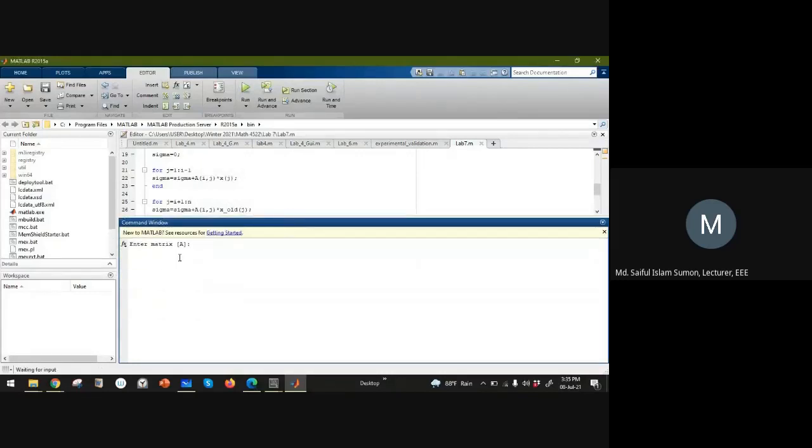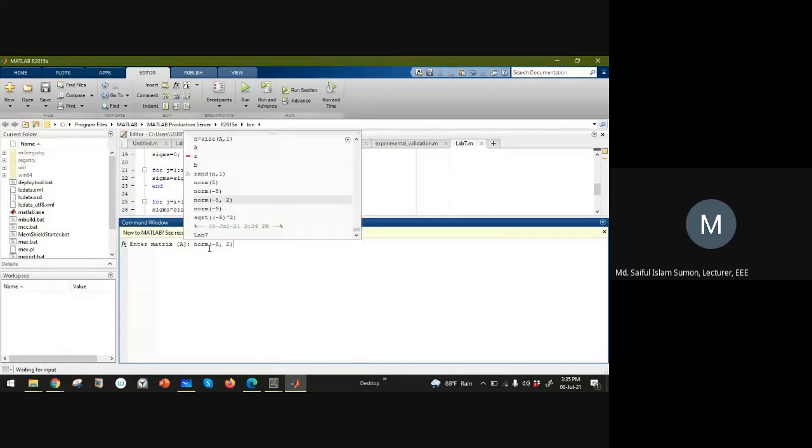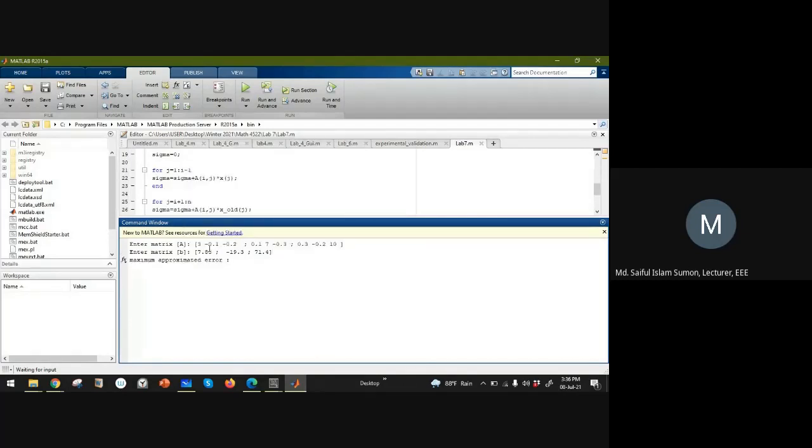Whenever I run the code, at first it is demanding the value of x. The x value was already given by me probably. Yes, the x value is given here. Then the y value is also given there, and let's take it as 0.001. So I have given the maximum approximate error, the absolute approximate error, no problem.